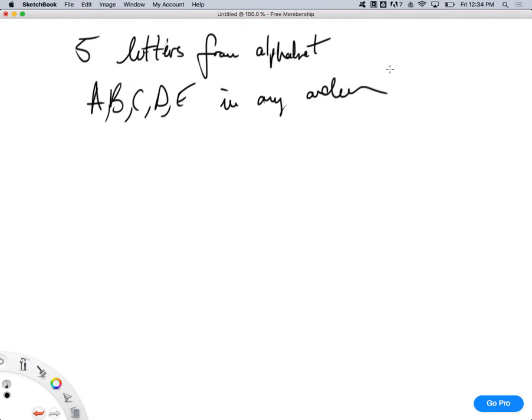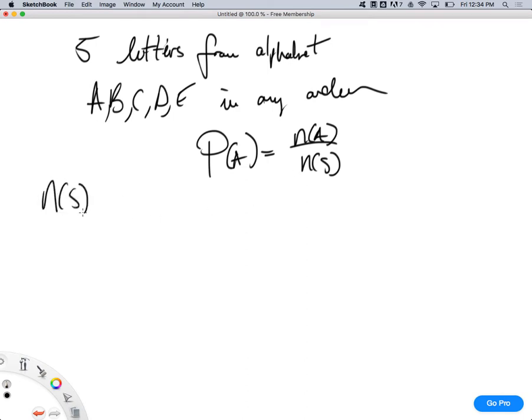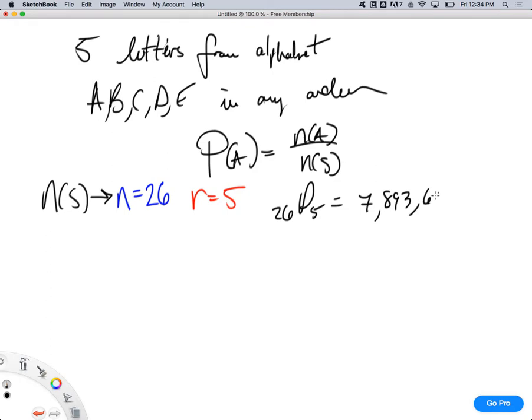Well, again, it's P(A) equals N(A) over N(S). Now, N(S) is all my possibilities. So what's n in this case? 26. Good. 26 letters to choose from. And r is 5. Good. So it's 26P5, which is 7,893,600.